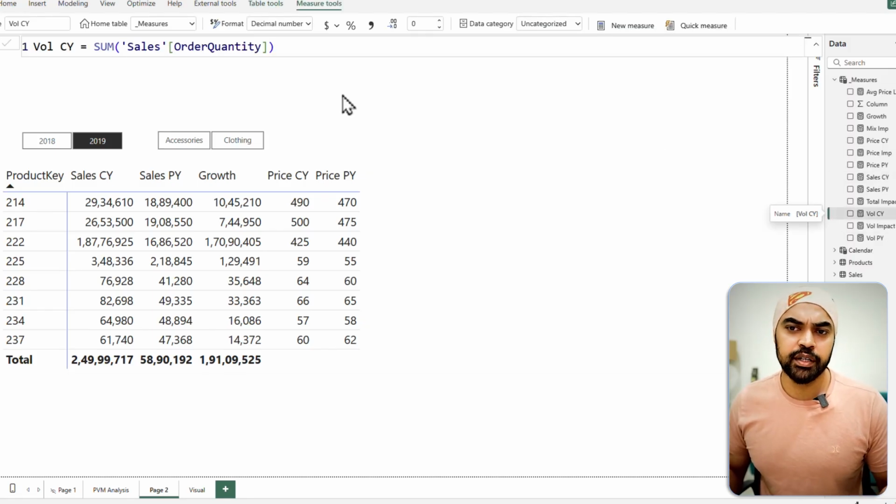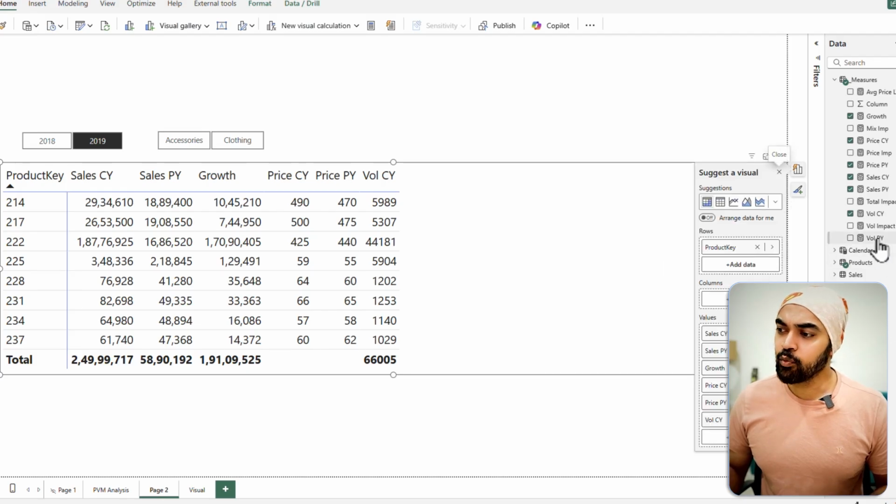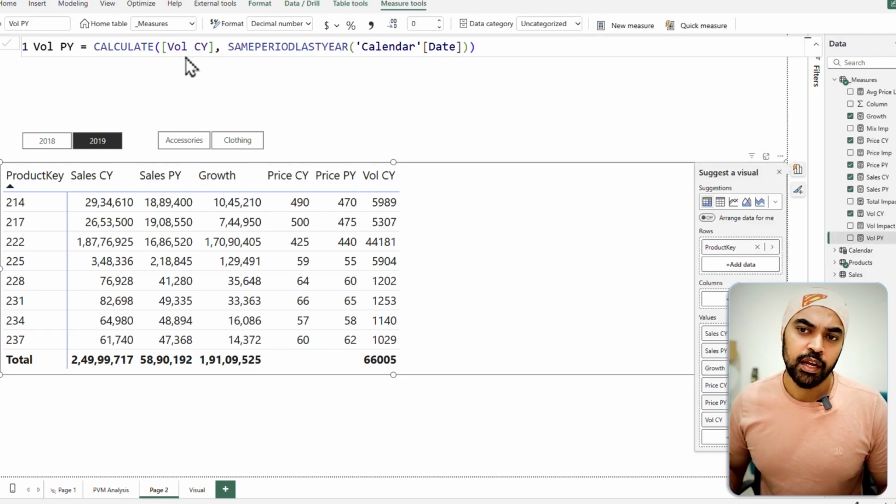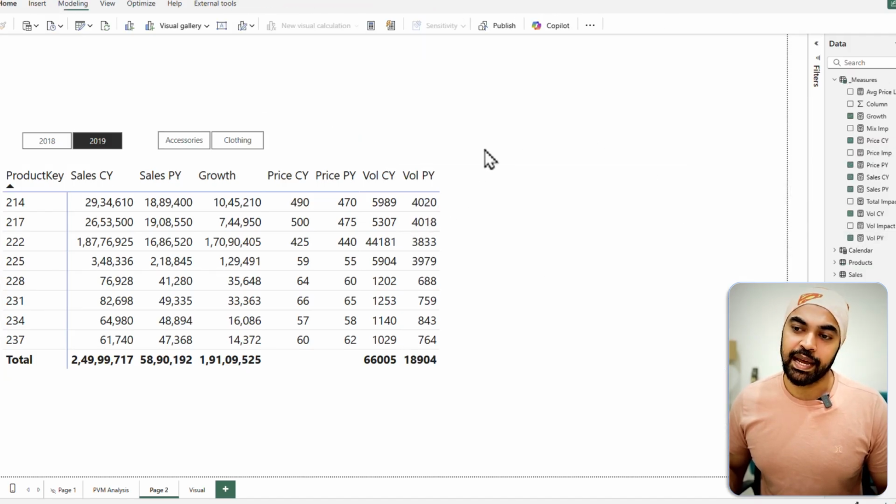So volume current year is nothing but the sum of the order quantity, and drag that off to the visual. And volume previous year is nothing but the same volume current year, which is this particular number, and same period last year in the last respective year. And this is what we get as the volume of the last year.